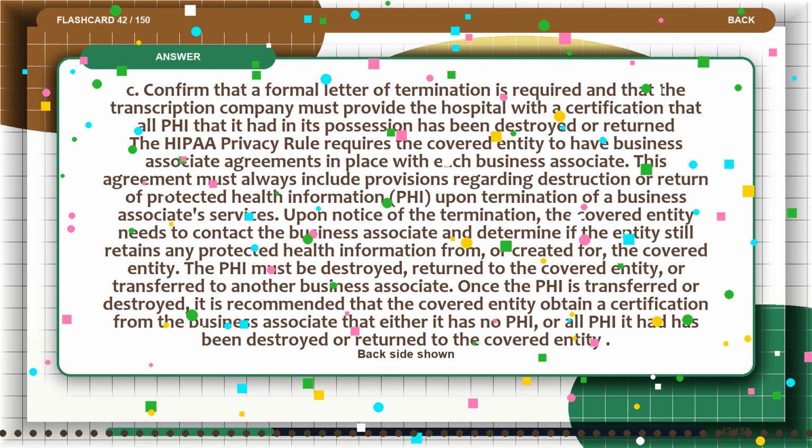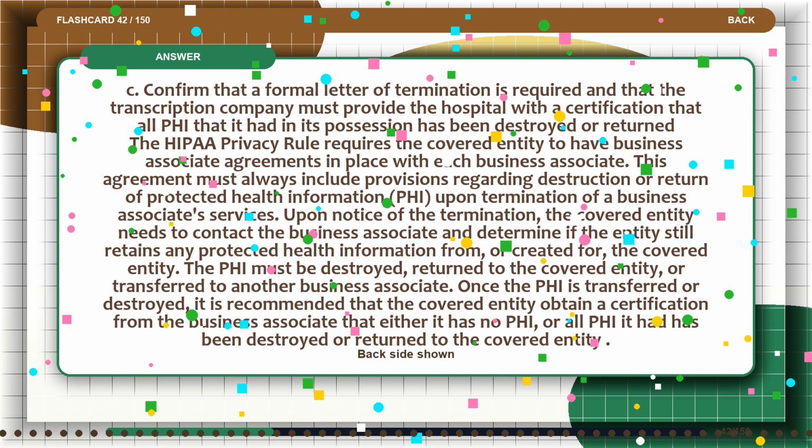The answer is C. Confirm that a formal letter of termination is required and that the transcription company must provide the hospital with a certification that all PHI that it had in its possession has been destroyed or returned. The HIPAA privacy rule requires the covered entity to have business associate agreements in place with each business associate. This agreement must always include provisions regarding destruction or return of protected health information, PHI, upon termination of a business associate's services.